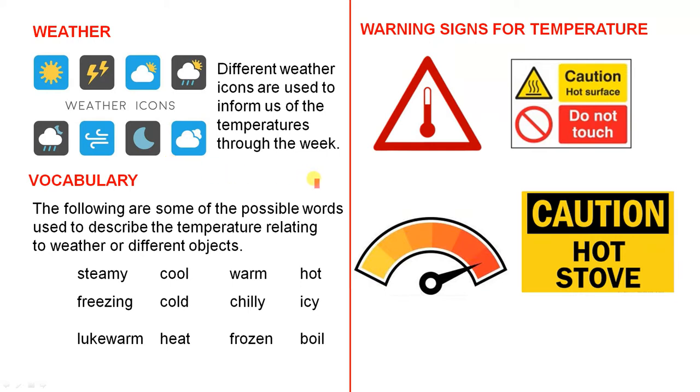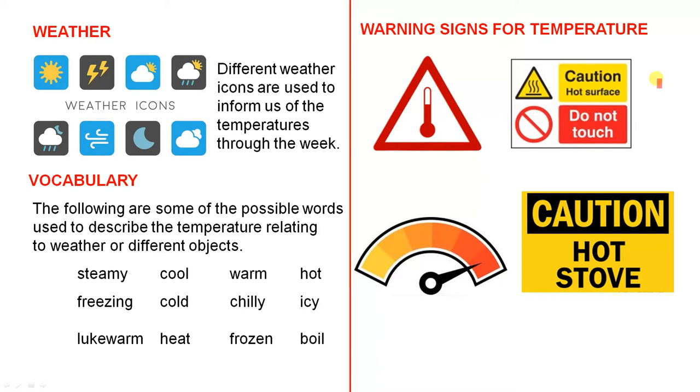Vocabulary. Here we're talking about some words that could be used. So the following are some of the possible words used to describe the temperature relating to weather or different objects. We have words like steamy, cool, warm, hot, freezing, cold, chilly, icy, lukewarm, heat, frozen, or boil.